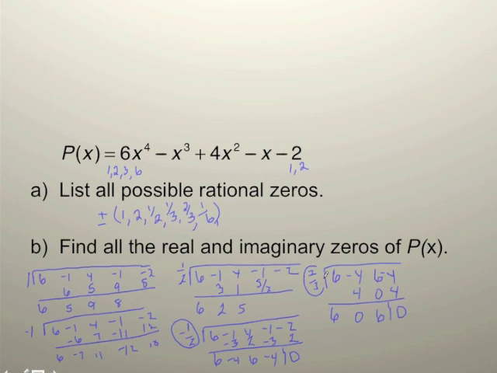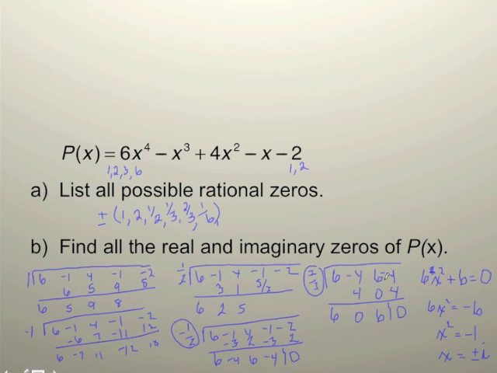So 2/3 is one zero. Now I have 6x squared plus 0x plus 6 equals 0. Let's solve that. I'll have 6x squared equals -6, so x squared equals -1, and x will equal plus or minus i.